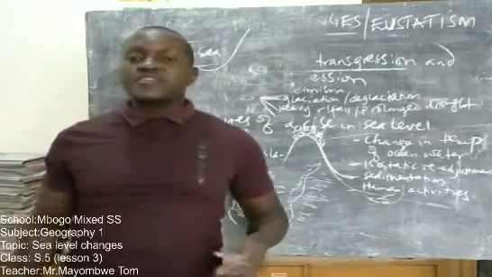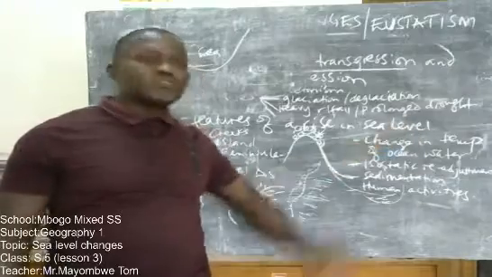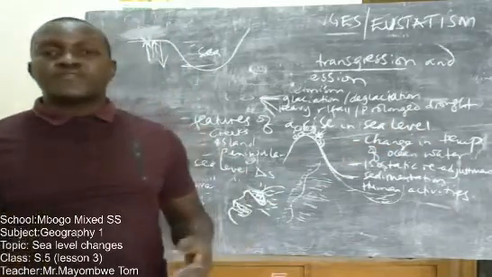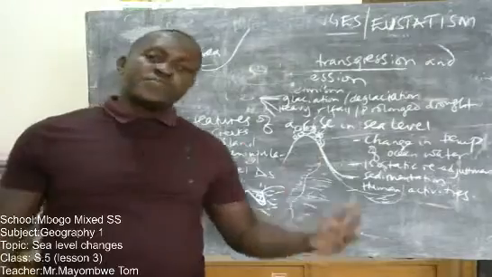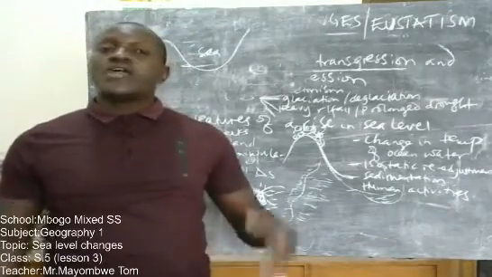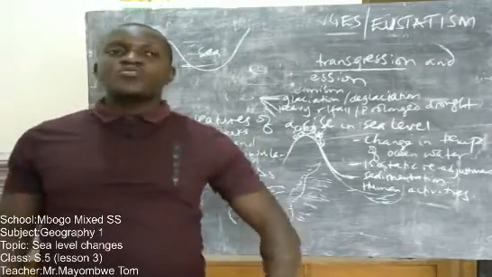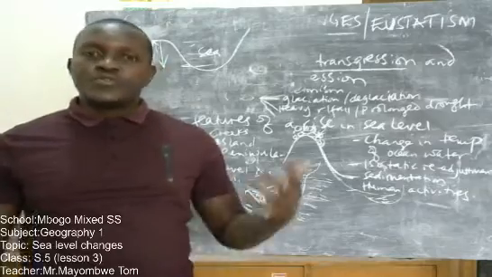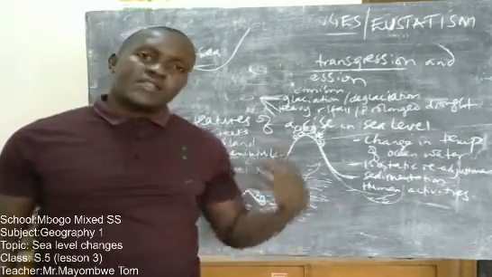heavy amounts of rainfall. This is because during periods of heavy amounts of rainfall, a lot of water is added into the oceans and seas, which leads to a rise in the sea level.